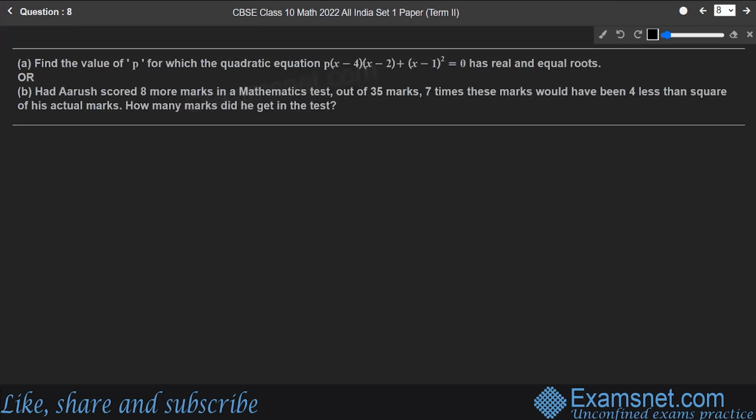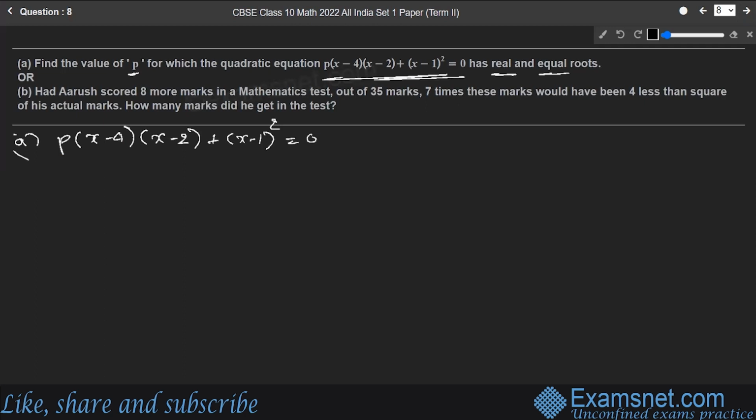Question number 8 has got 2 parts. Let us look at the first part first, that is the A part. Find the value of p for which the quadratic equation has real and equal roots. So first of all, let us frame our quadratic equation. The equation is written as p(x minus 4)(x minus 2) plus (x minus 1) whole square is equal to 0.